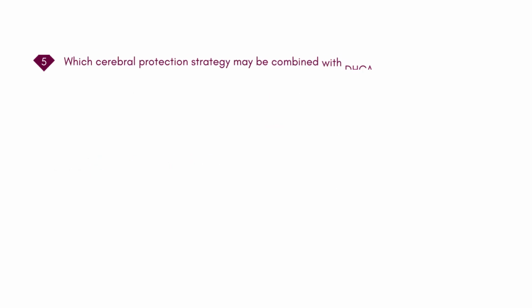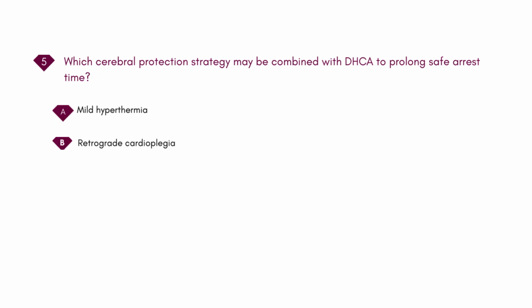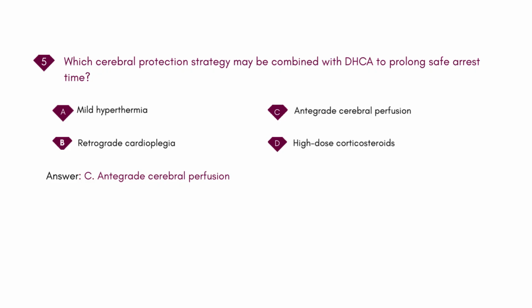Which cerebral protection strategy may be combined with DHCA to prolong safe arrest time? A. Mild hyperthermia. B. Retrograde cardioplegia. C. Antegrade cerebral perfusion. D. High-dose corticosteroids. Answer: C. Antegrade cerebral perfusion.